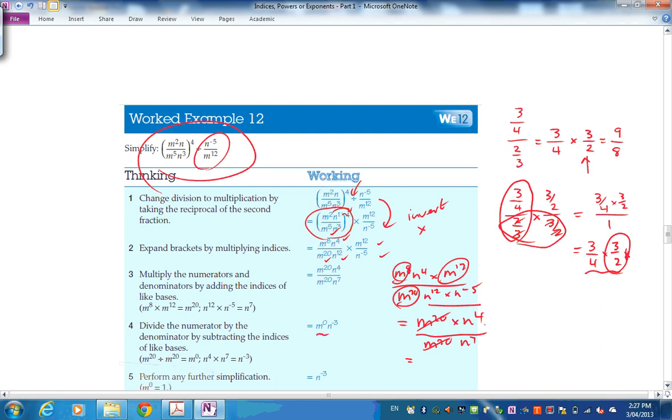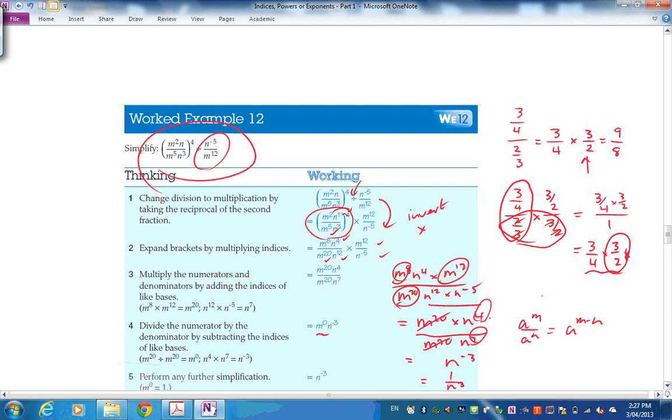And n to the 4th on n to the 7. Subtraction of powers, remember, a to the m on a to the n is a to the m take n. So 4 take 7 is n to the -3. But what does that mean? It means there were 3 7s left in the bottom line, doesn't it? 1 over n to the 3.